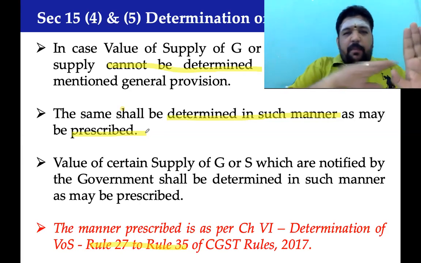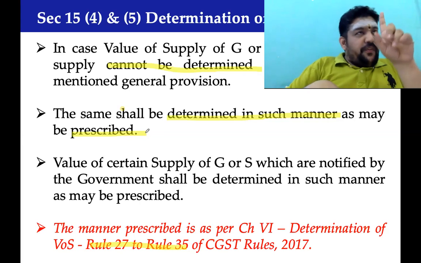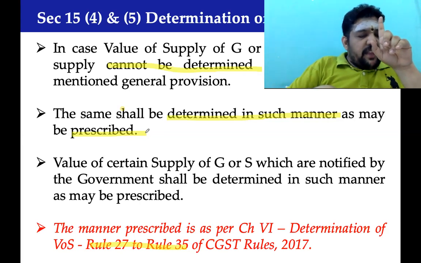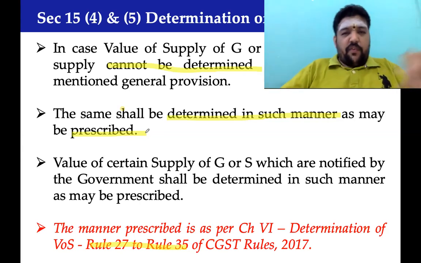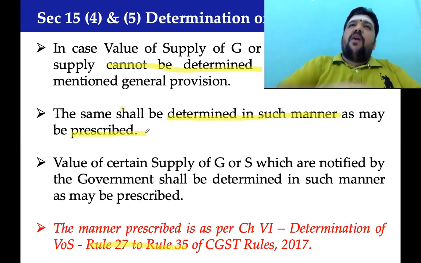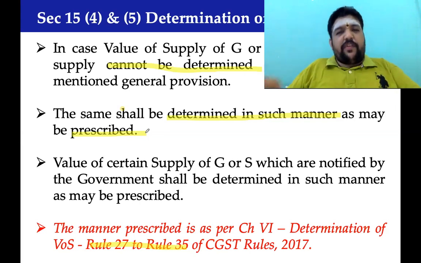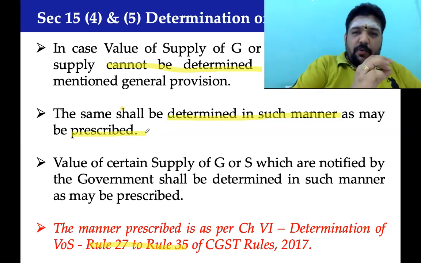What is the connectivity point? 15(4). The rule is read along with 15(4). You have to write either, if you want to start with the rule, or 15(1) read along with 15(4), value is determined as per this rule.